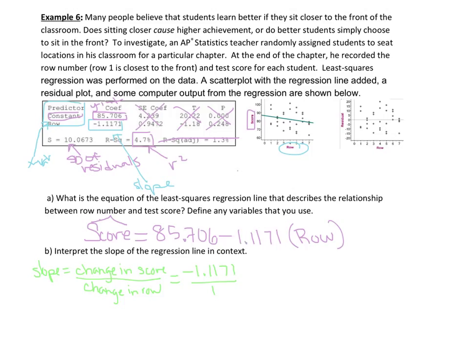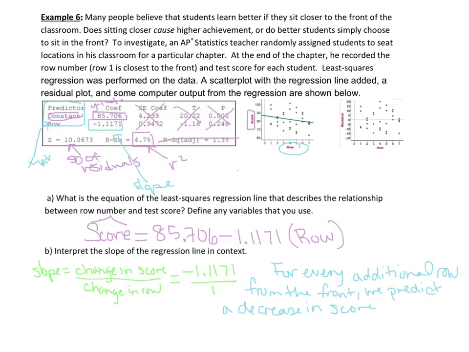So you can say something like, for every additional row from the front of the classroom, we predict a decrease, because it's negative, in score of 1.1171 points.